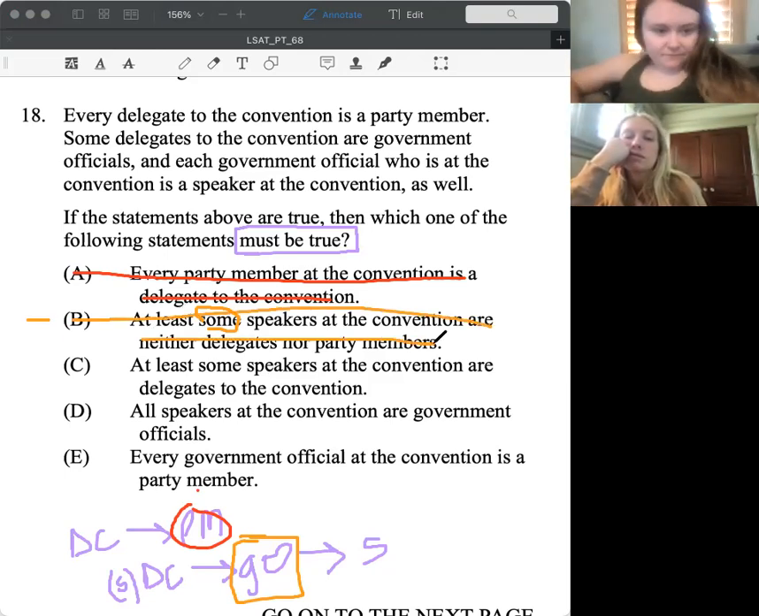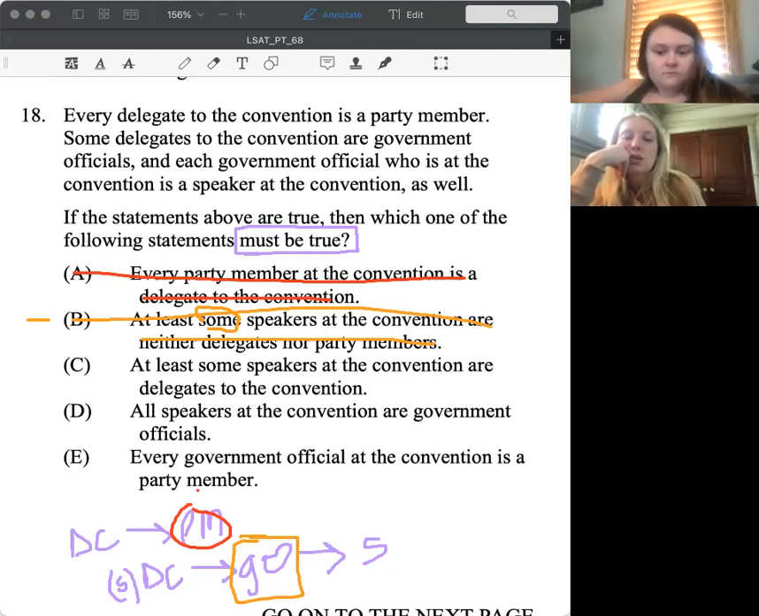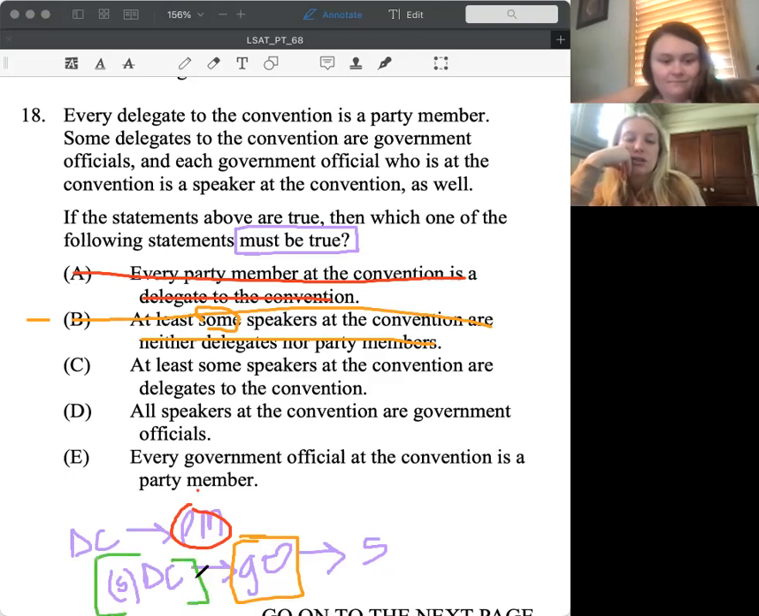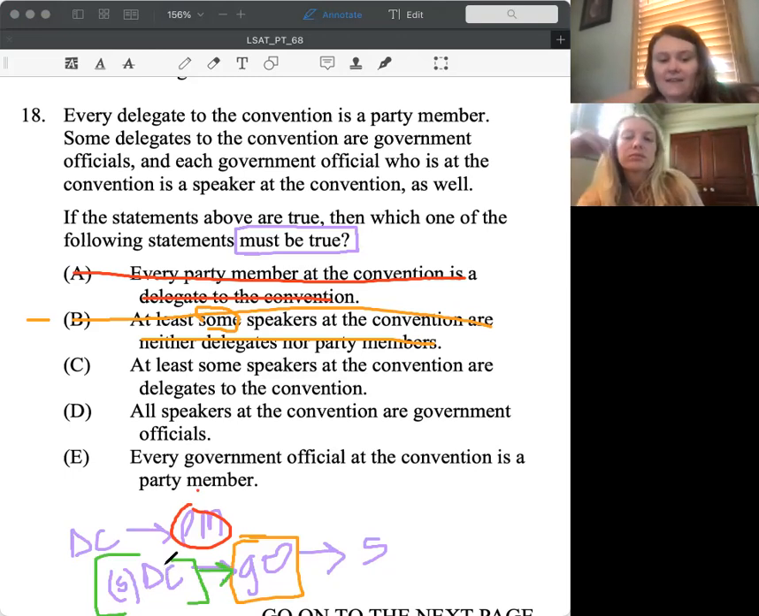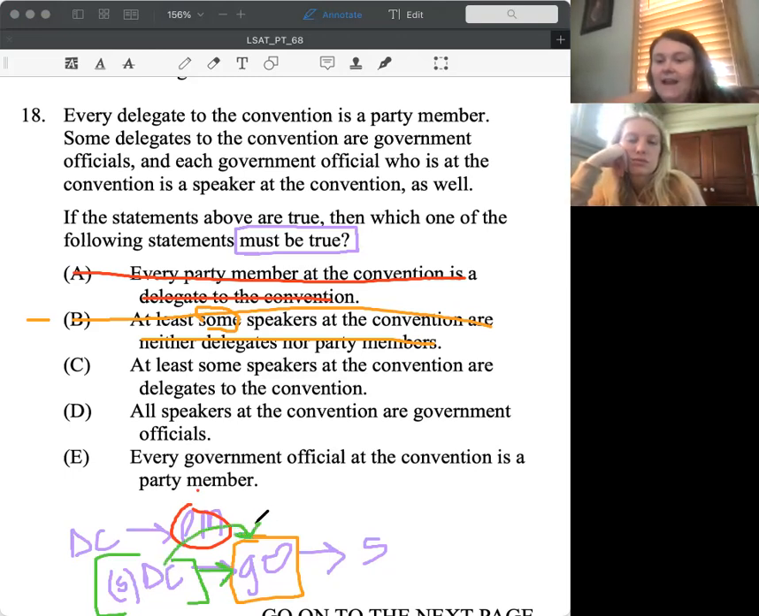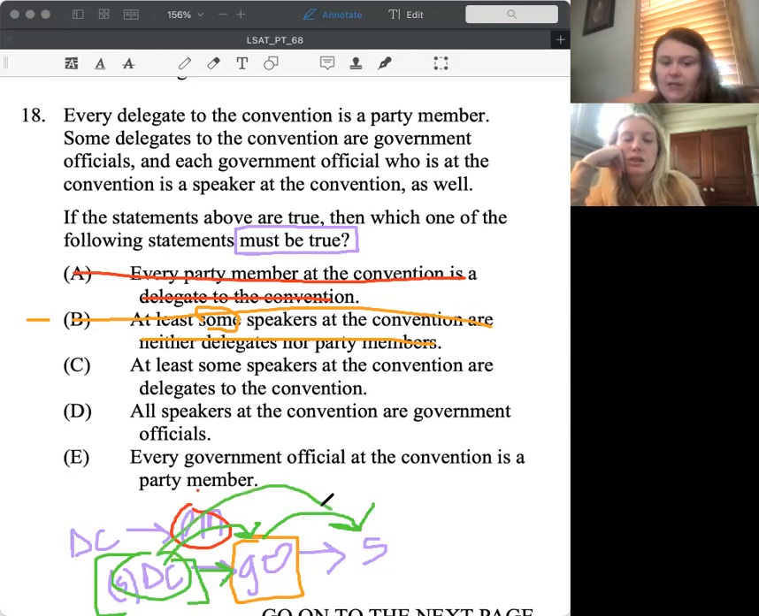So what about C? At least some speakers at the convention are delegates to the convention. Well, that feels like it's right, considering that we know that at least one delegate is a government official, and every single government official that's there is a speaker. So it must be true that at least one delegate is a speaker. That makes sense. All right.